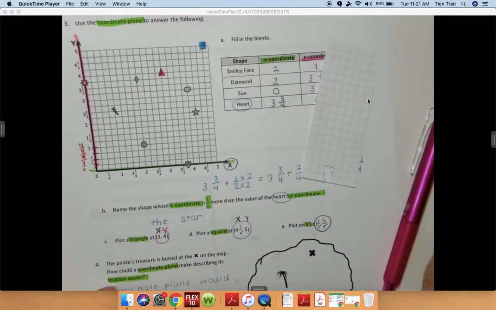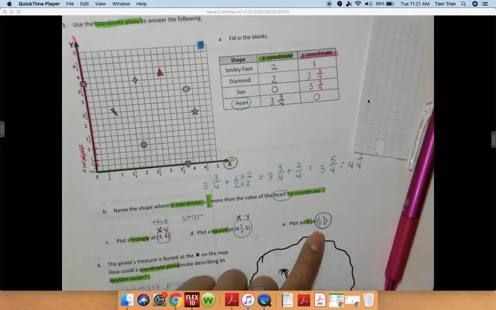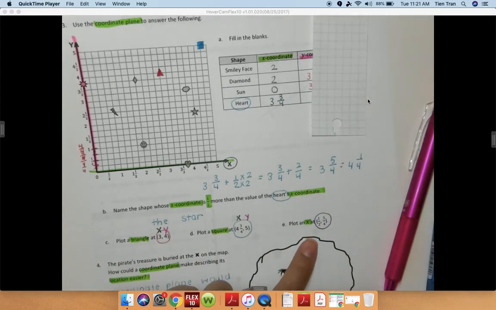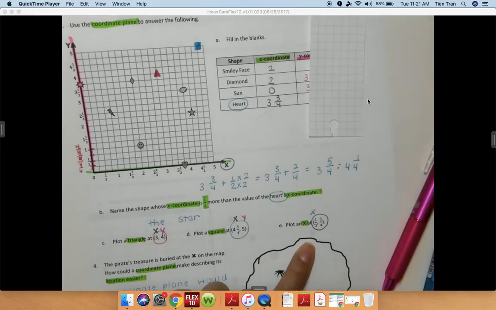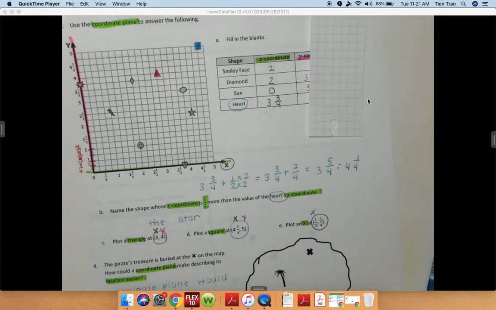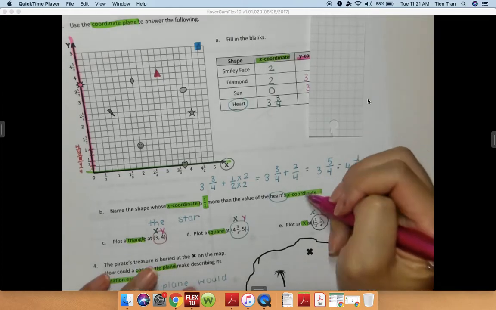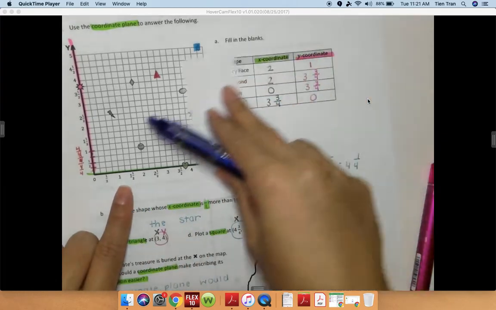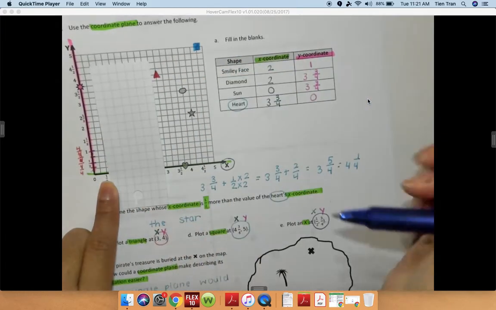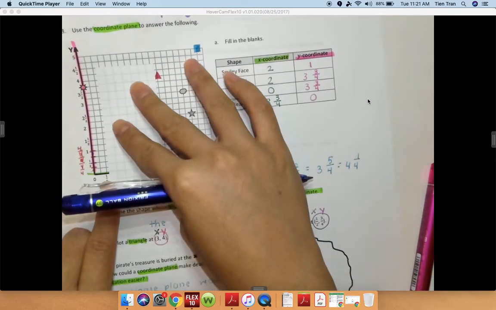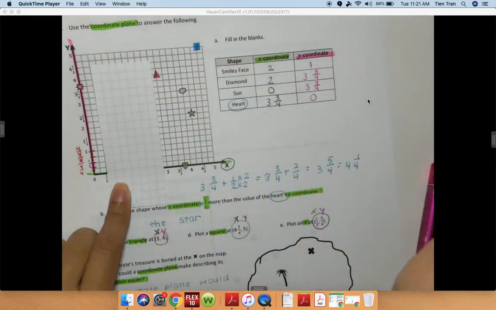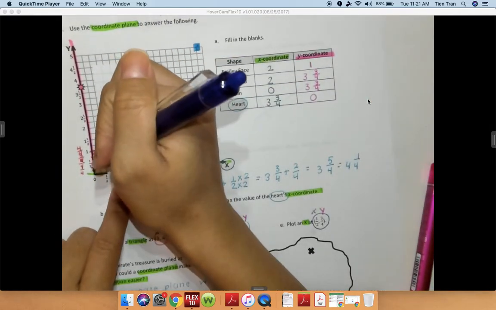Okay. Now plot an x at 1/2, 3/4. So next I'm going to plot my x. My x-coordinate is 1/2 and my y-coordinate is 3/4. So I'm going to go to 1/2. I have 1/2 right here, and my y-coordinate is 3/4. So this is my x, and my y is 3/4. And remember I told you that 3/4 it's divided here.